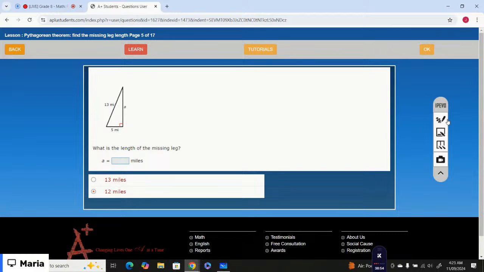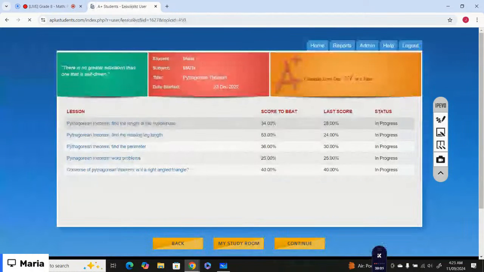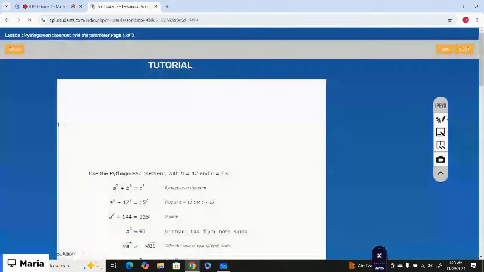Okay, you can complete the lesson by yourself later today. Let me just move on to the next lesson. And the next lesson is Pythagorean theorem, find the perimeter. So you need to find the perimeter. Perimeter is the sum of all the sides of a triangle. What is the perimeter? You are given the triangle.